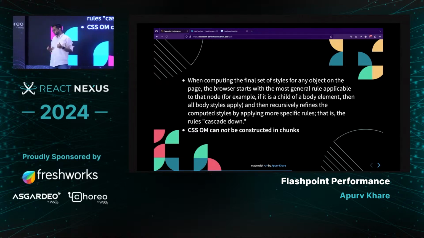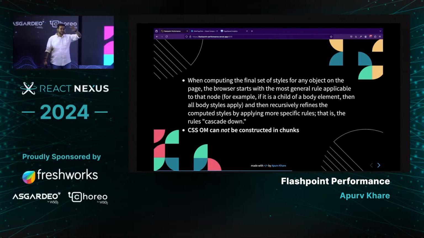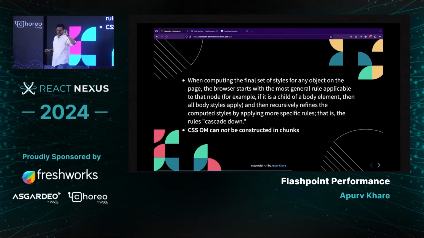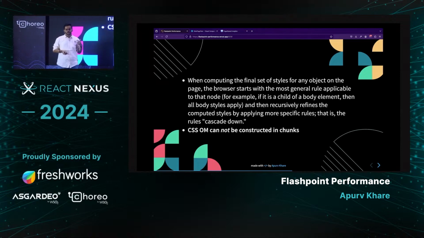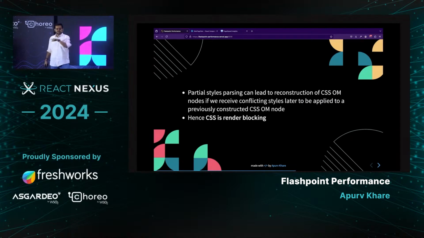Let me tell you this. Let's say in your website there's a paragraph tag, a p tag, which has a class and an ID. In your style sheet, you give some font to your paragraph tag. Going down in your file, you give a different font size to the class. And going down, you give a different font size to the ID. So if it was being constructed in chunks, the CSS Object Model would have to be reconstructed again and again. Hence, the CSS Object Model cannot be constructed in chunks. It has to be done in one go. And hence, CSS is render blocking.